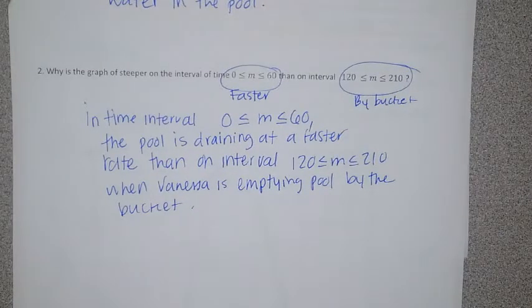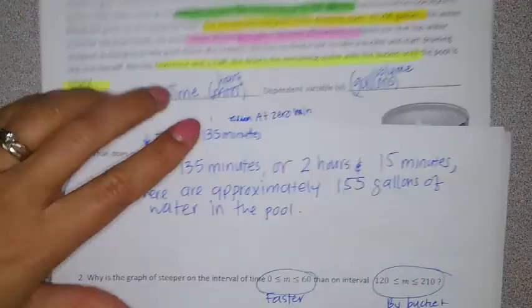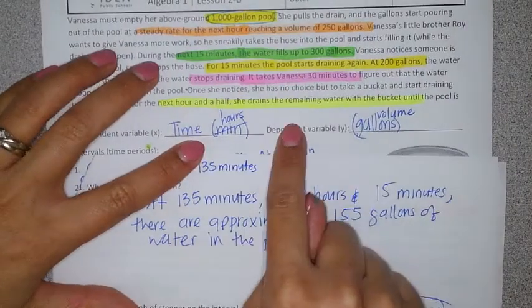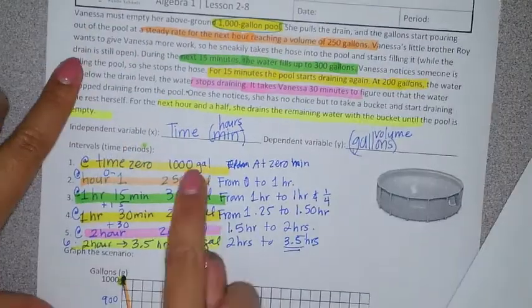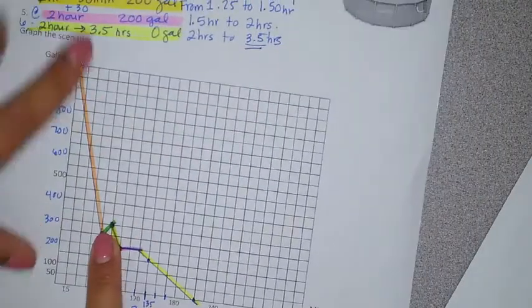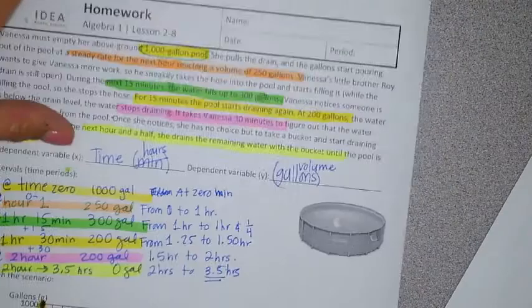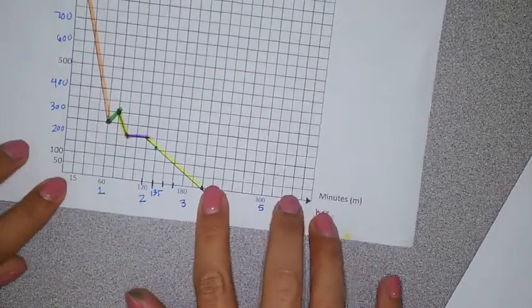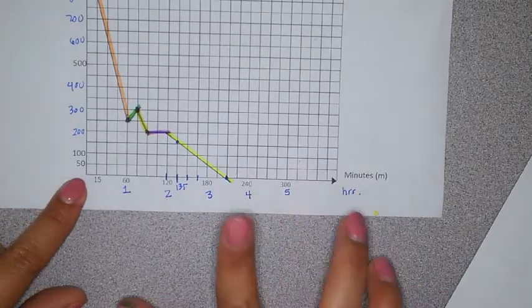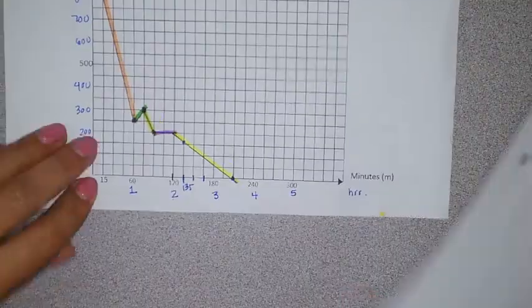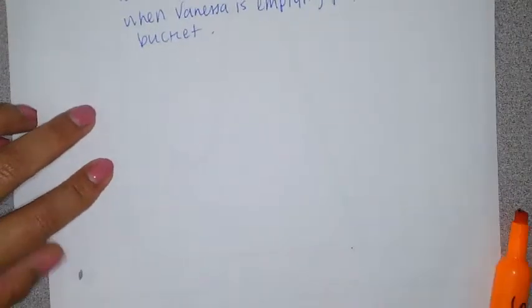The key to these problems is that when you read it, you gather the information and know what the intervals of times are. So here I color-coded them and I color-coded them here so that you know what to graph. In this case, the pool is emptying from hour 0 to 3.5 hours. So it took a total of 3.5 hours to empty the pool.